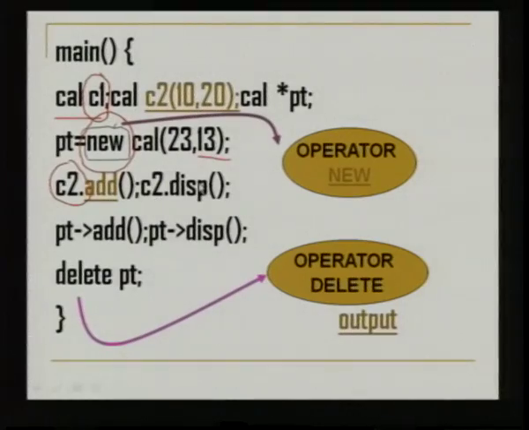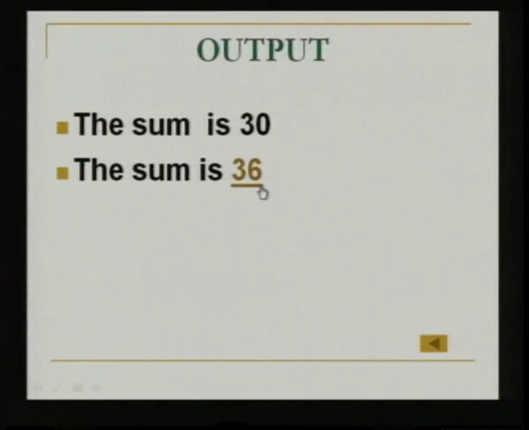The output is all in this display function. So, C2.disp and pt arrow disp. This disp is going to display the added sum. In the case of C2, the numbers are 10 and 20. In the case of pt, the numbers are 23 and 13. So, the first result should be 30 and the next result should be 36. Whether the result is correct: the sum is 30 and the sum is 36. So, this is how the pointer variable and a normal object can be used to access the members of a function.